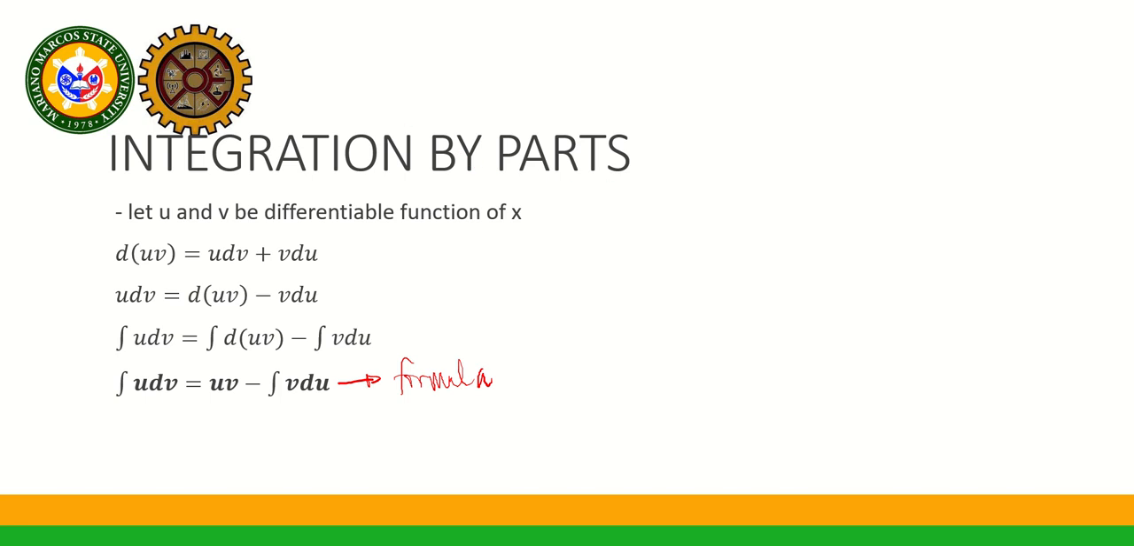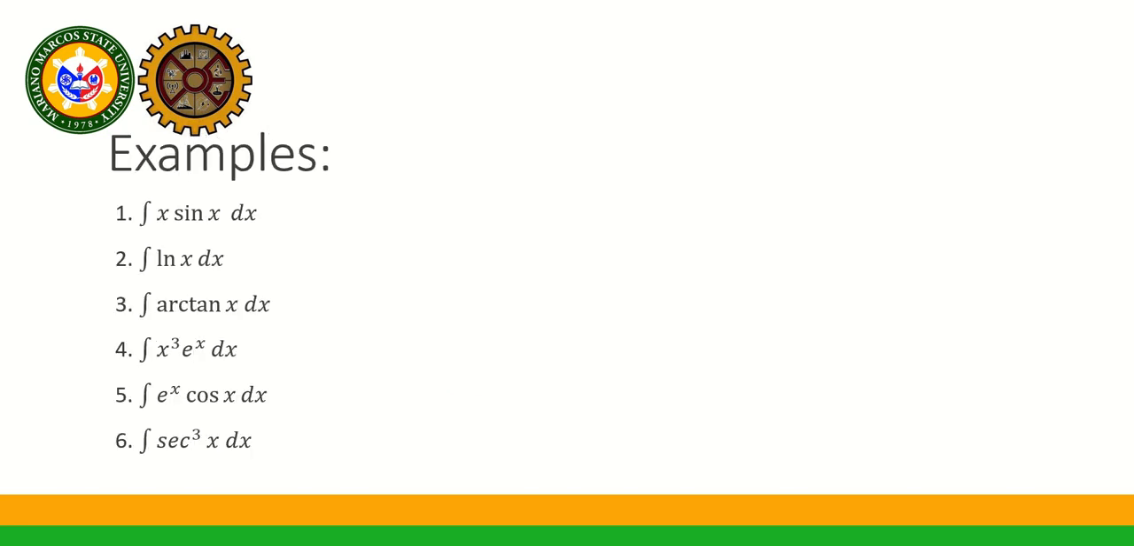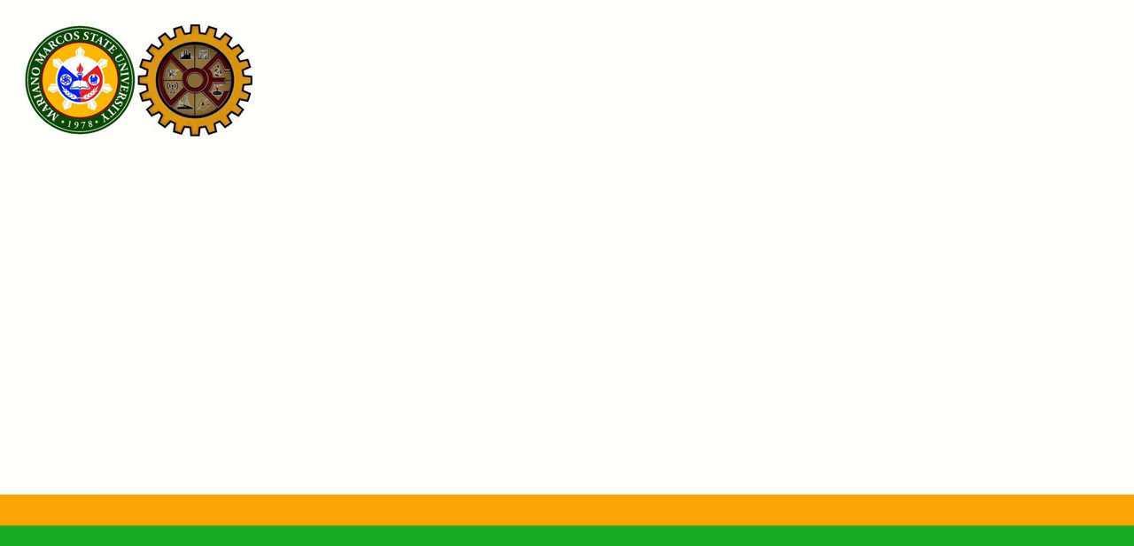Okay, so let's try examples. We have example number 1, the integral of x sine x dx. Okay, so in applying integration by parts, we need to assign a value for u, du, v, and dv. So let u be equal to x, so our du is equal to dx. So the derivative of u is dx.